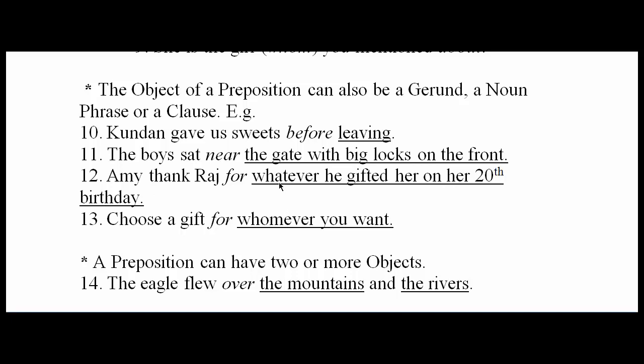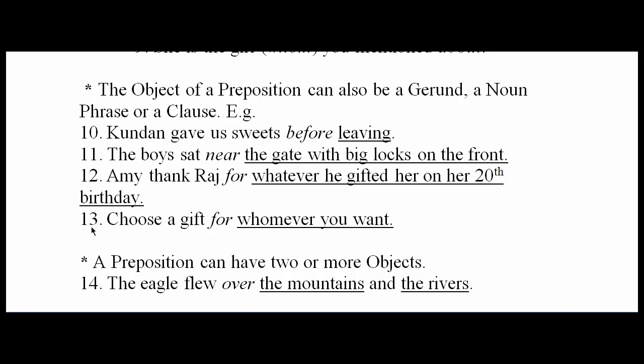This is actually a clause. The object of a preposition can also be a clause. These are the two examples, the 12th and the 13th. Amy thanked Raj for whatever he gifted her on her 20th birthday. The object of the preposition for is a clause. What is the clause? The clause which is underlined: whatever he gifted her on her 20th birthday.